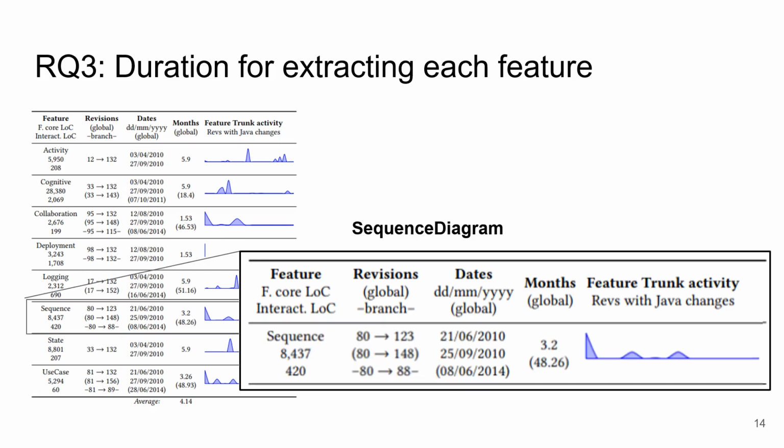As another example, we can observe how the sequence diagram feature was extracted in a branch from revision 80 to 88, but that there were changes in the feature after the feature branch was merged with the trunk. The last change during the extraction period was in revision 123. But also there were changes during the maintenance period.